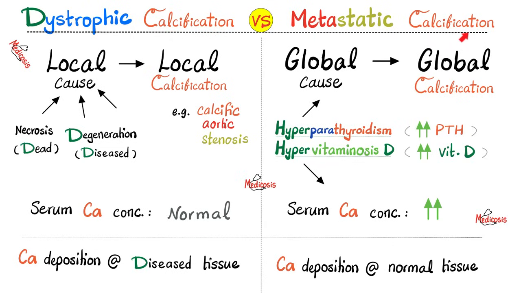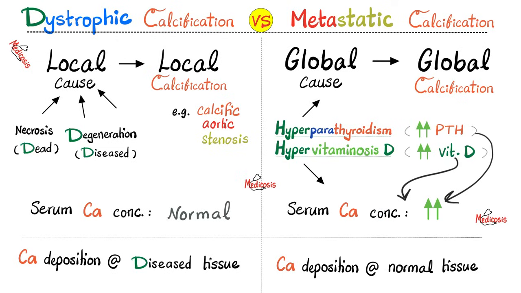But in metastatic calcification, we have a systemic issue, such as what? Such as hyperparathyroidism or hypervitaminosis D. When PTH is high, what's going to happen to serum calcium? Of course, it will go up. When vitamin D is high, what's going to happen to serum calcium? Of course, it's going to go up. The PTH will raise the serum calcium by means of resorption, absorption, and reabsorption. Vitamin D is going to raise the serum calcium mainly by absorption in the gut.